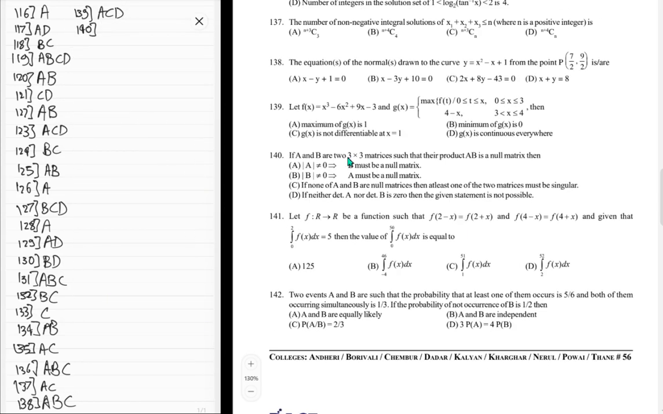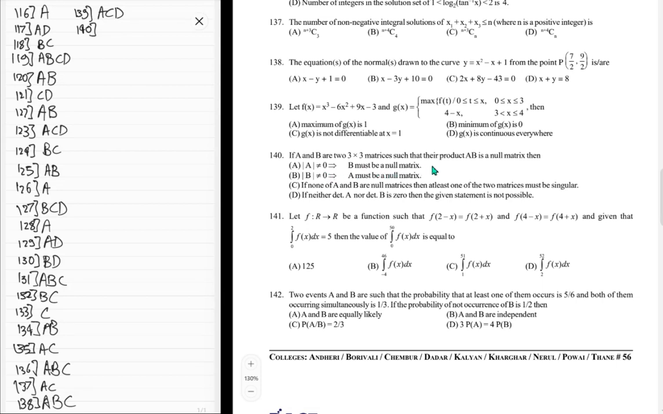If A and B are 3 by 3 matrices such that their product AB is a null matrix, then mod A not equal to 0 implies A must be... Oh, so AB is a null matrix. It's like AB equal to 0, right? So check the determinant: determinant of A times determinant of B should be equal to 0. So one of them must be 0. Determinant of A not equal to 0 means that B must be a null matrix.